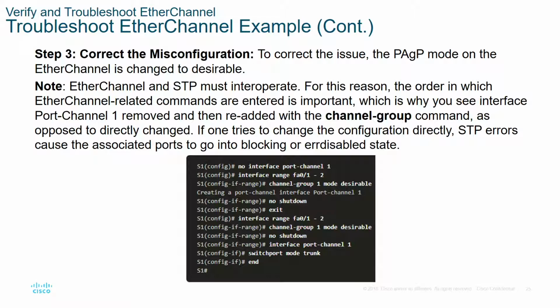For this reason, the order in which EtherChannel related commands are entered is important, which is why you see the interface port-channel 1 removed and then re-added with the channel-group command as opposed to directly changed. If one tries to change the configuration directly, Spanning Tree Protocol errors cause the associated ports to go into blocking or error-disabled state.